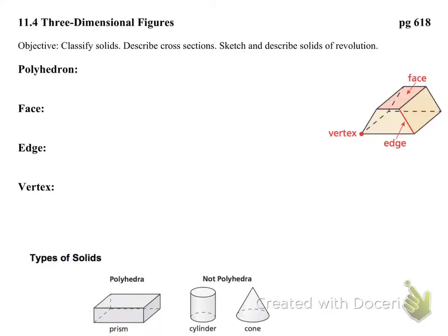All right, section 11.4, three-dimensional figures. Our objective today is going to be classify solids. Basically, that means we're going to name them, give them a name. We're going to describe the cross-section. What shape is that cross-section? And we'll talk about what that means, cross-section. And sketch, so we're going to be drawing some sketching, and describe solids of revolution.